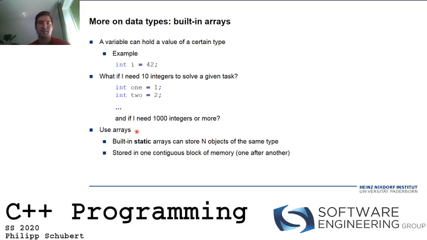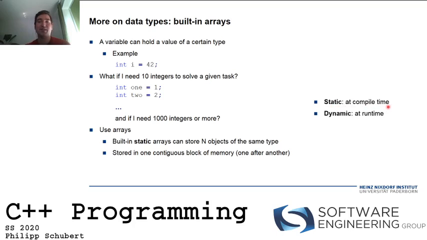So what you would use in such situations are arrays. Built-in static arrays can store n objects of the same type. That's very important. You can declare a variable and say, this variable should be able to store 10 integers, for instance, or 1000 integers. And those arrays are static, meaning once you declared your array, for instance an integer array or an array of any other type, it's static in size, so it cannot change its size.